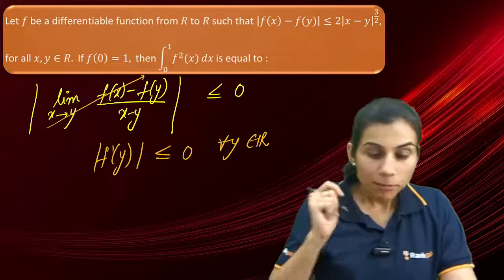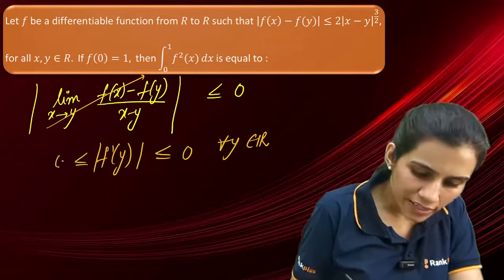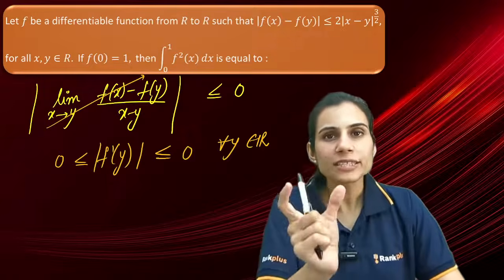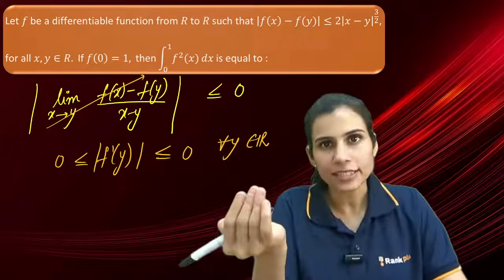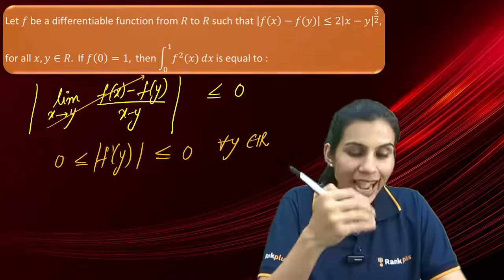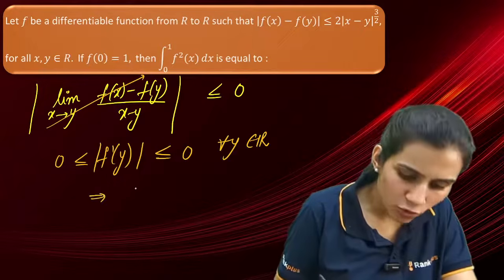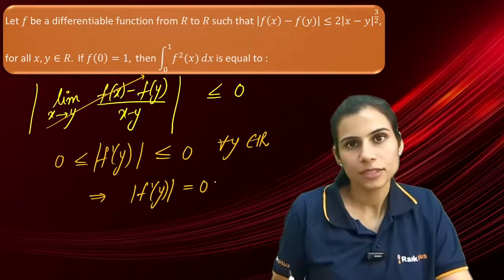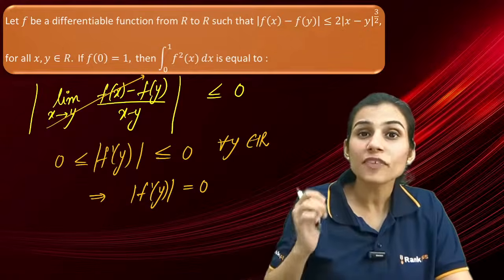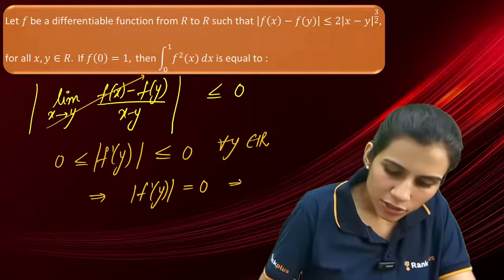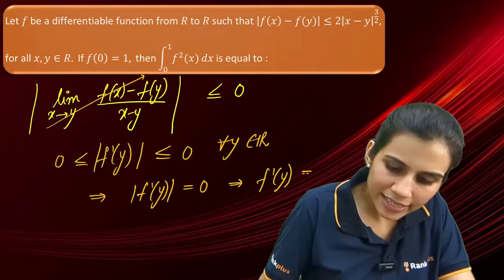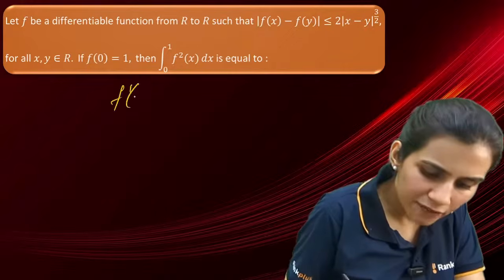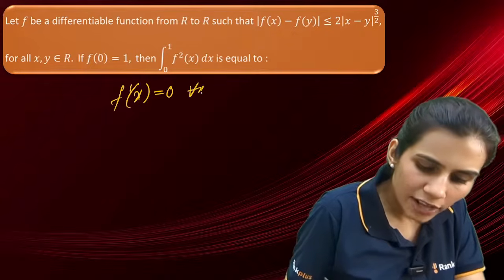But mod of anything real is always non-negative. So if a mod quantity is sandwiched, it is greater than equal to 0 and also less than equal to 0. That means it has no other option but to be simply equal to 0. Mod of something real is 0 if and only if that quantity itself is 0. So this implies f dash y is 0. Now y and x are just dummy variables, so basically what you are getting is f dash x is 0 for every x real.